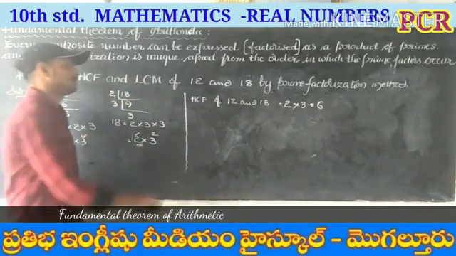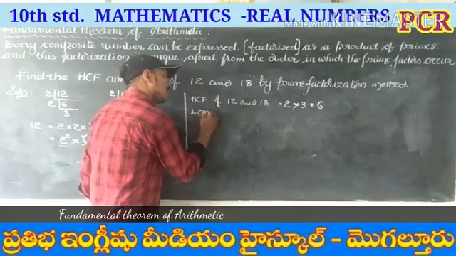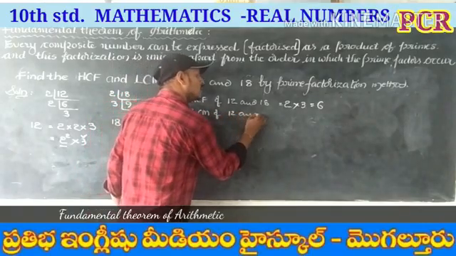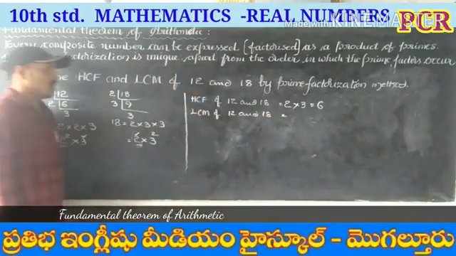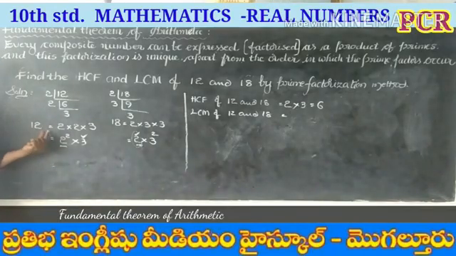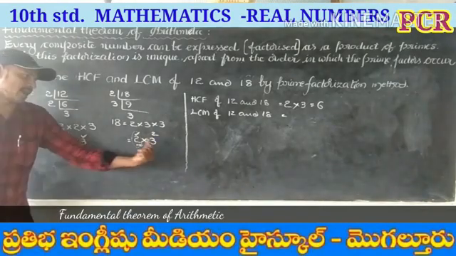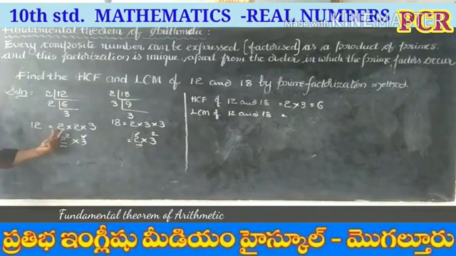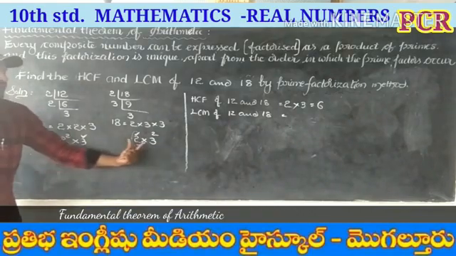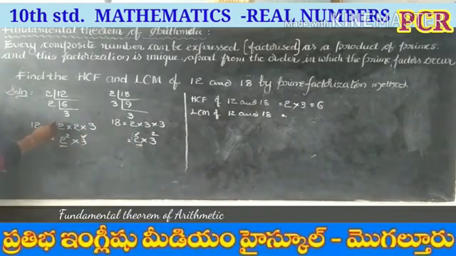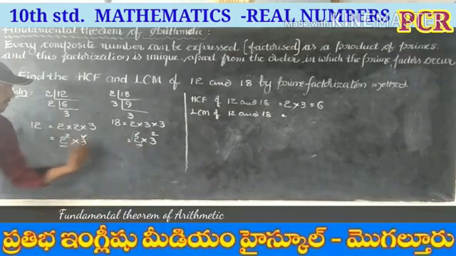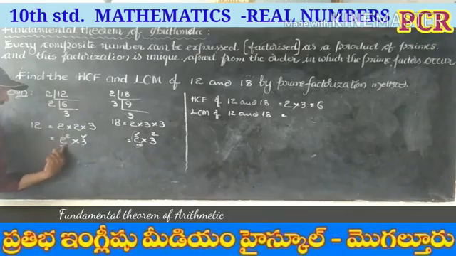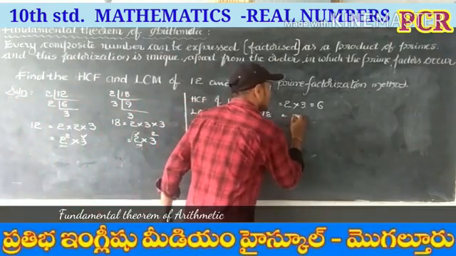Now the LCM of 12 and 18. LCM means taking the factors of the highest powers. So all factors, not only the common ones, each factor. That means here for 2, what is the highest power? It has the highest power 2 square.